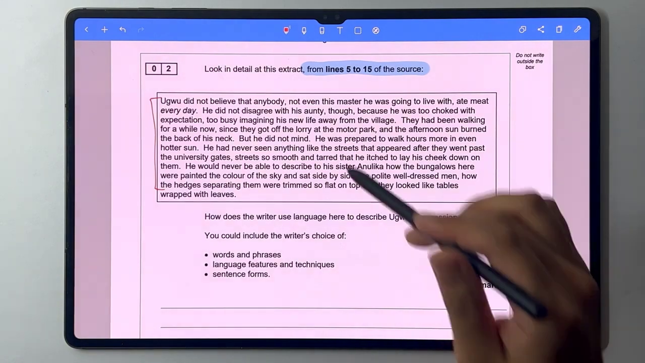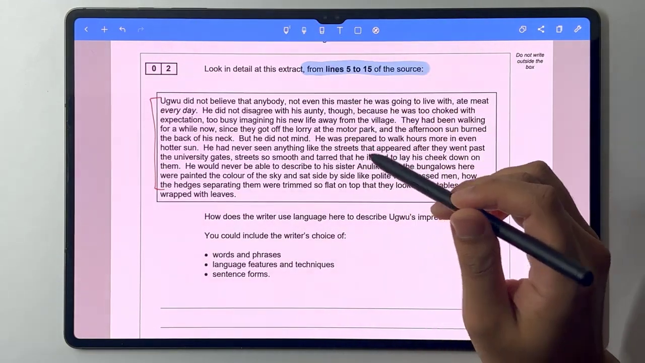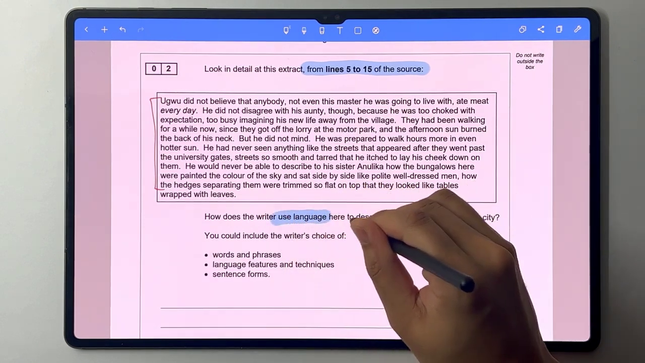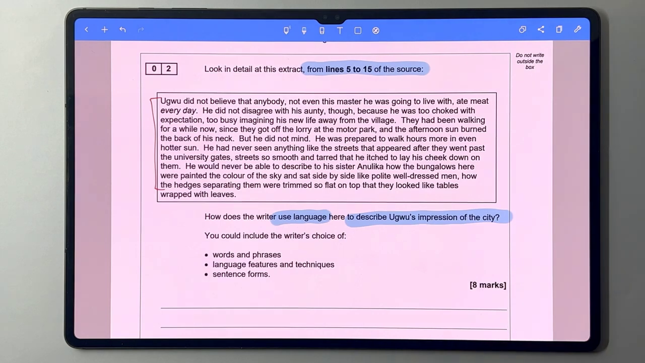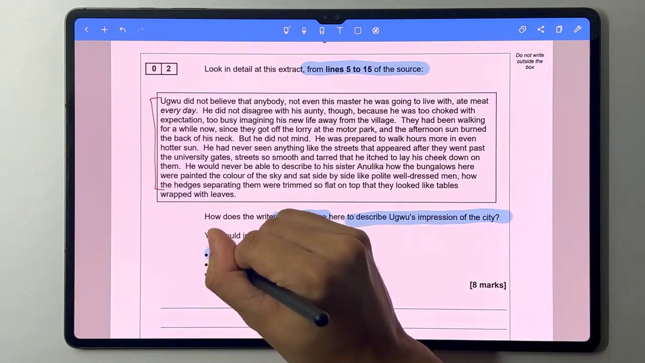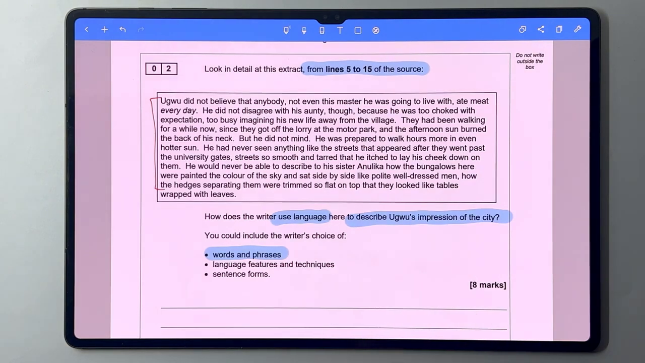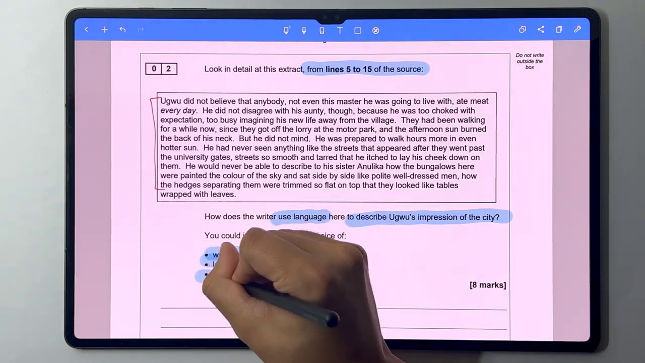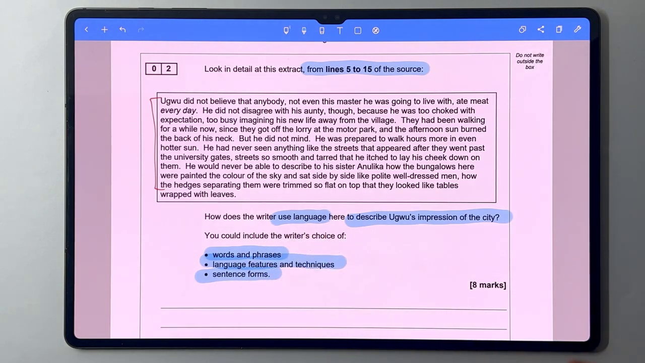So the question itself reads the following. How does the writer use language here to describe Ugwu's impression of the city? You could include the writer's choice of words and phrases, language features and techniques, and sentence forms. And this question is worth 8 marks.